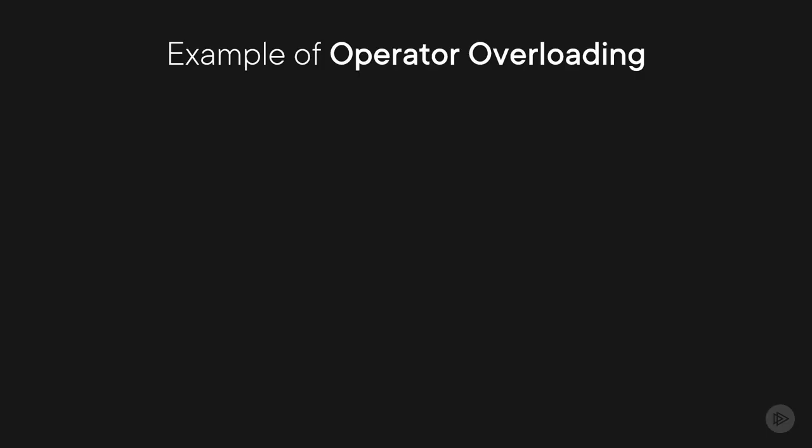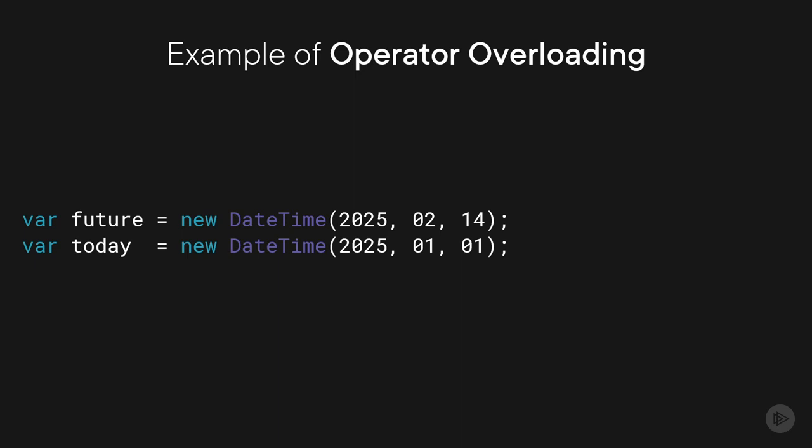C# has a lot of operators. Some of them can be overloaded to change the behavior of how they work. Let's look at an example from .NET where this is applied. I've constructed two instances of the struct DateTime.